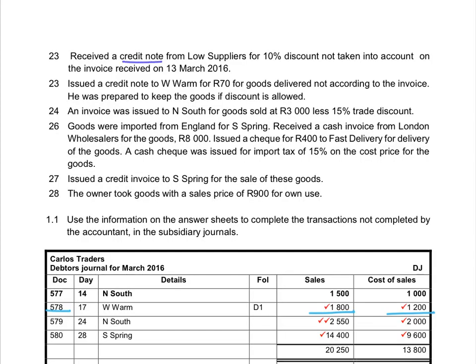Receive a credit note from low suppliers for 10% discount not taken into account on an invoice received on the 13th of May. If we receive a credit note, we receive it from creditors. That means that we originally received an invoice for goods purchased on credit on the 13th, and they omitted to deduct the 10% discount that they promised us. So this entry will be recorded in the creditor's allowances journal to reduce the amount that we owe to our creditors.